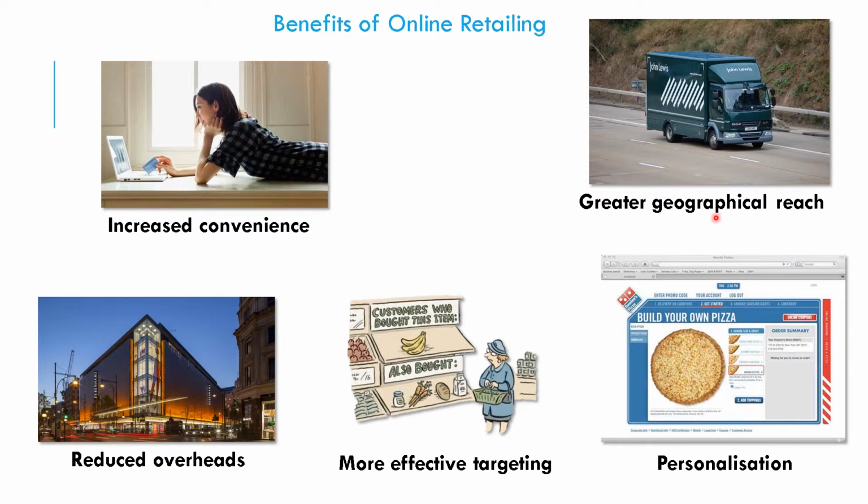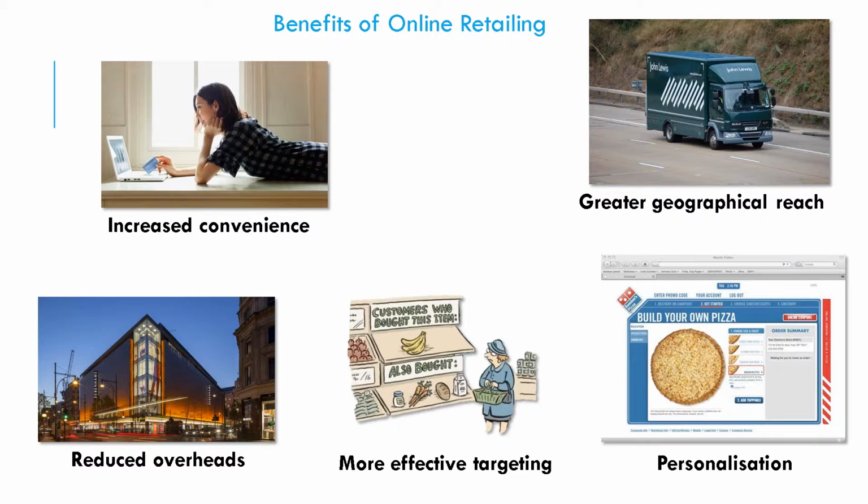Much greater geographical reach than they had before they were able to use online retailing. If we take the example of John Lewis, John Lewis has only got 42 stores throughout the UK, but it can reach customers all over the country because they can deliver to customers' homes. And also, because they offer a click and collect service where customers can order online and pick up at any one of the 350 Waitrose stores that are located around the UK, they can reach a much wider spread of customers.